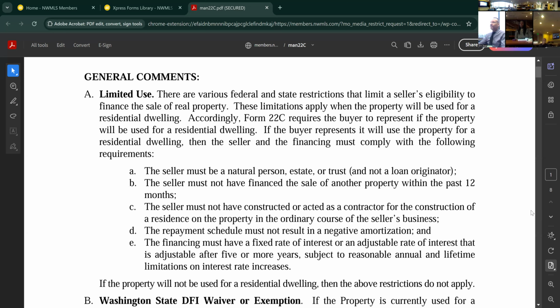All right, so the seller must not have constructed or acted as a contractor for the construction of a residence on the property in the ordinary course of the seller's business. The repayment schedule must not result in negative amortization. And the financing must have a fixed rate of interest or an adjustable rate that is adjustable after 5 or more years, subject to reasonable annual and lifetime limitations on interest rate increases. So they at least have some guidelines and rules on what you can do when a seller's offering financing.